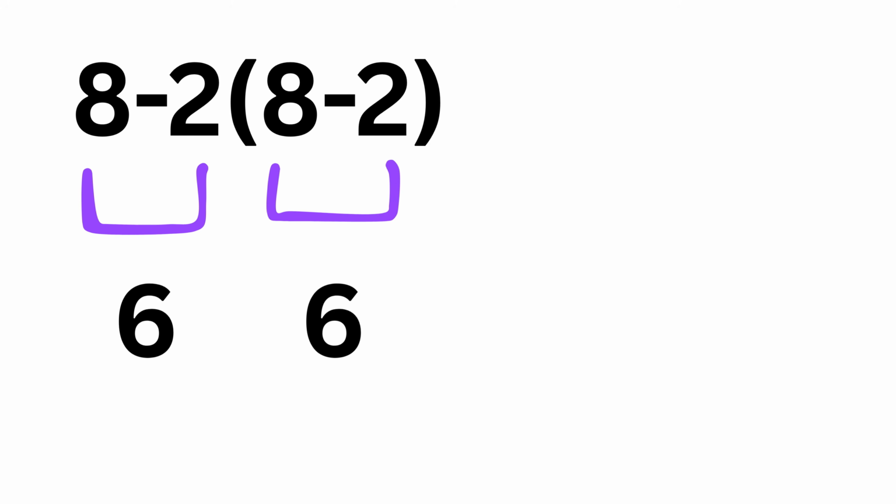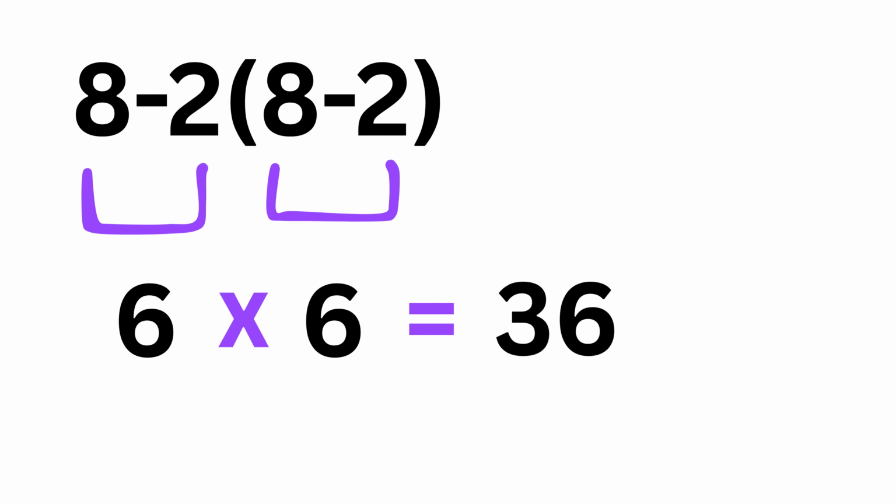8 minus 2 times 8 minus 2. 8 minus 2 is just 6, and again, we have 8 minus 2. So we have 6 times 6, which equals 36. But this answer is incorrect.